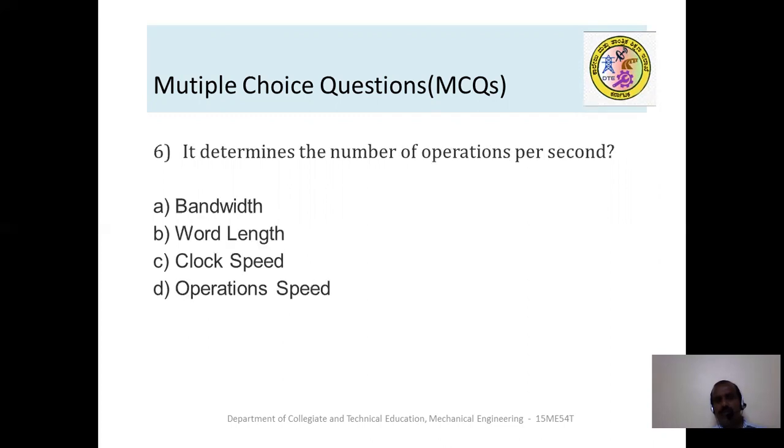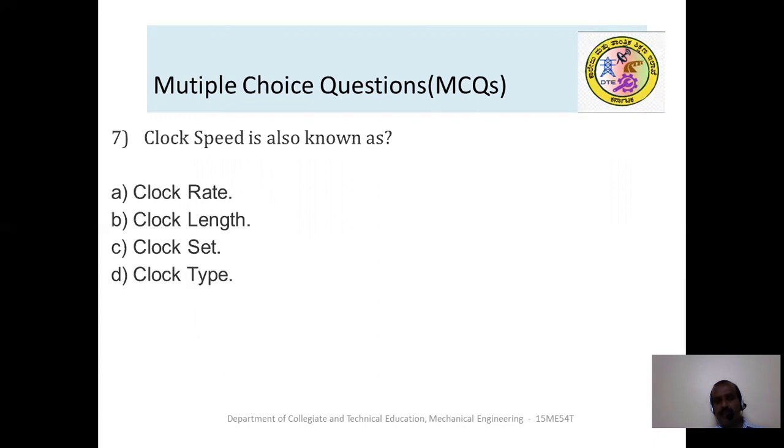It determines the number of operations per second: bandwidth, word length, clock speed, operations speed. The answer is C, the clock speed. Clock speed is also known as clock rate, clock length, clock set, clock type. The answer is A, clock rate.